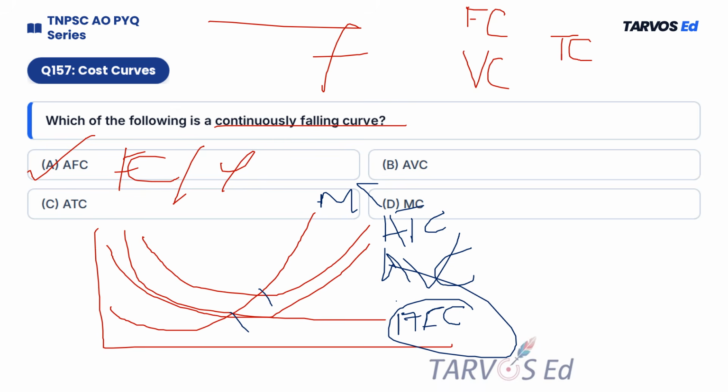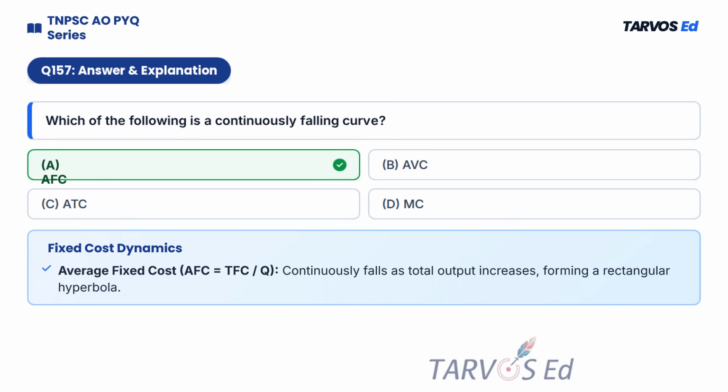That is also one of the important questions. The explanation I have already given. So the curve shape of AFC is a rectangular hyperbola. Remember this.